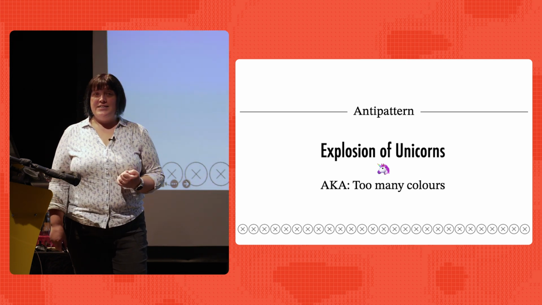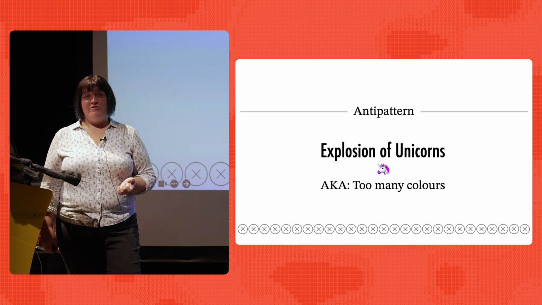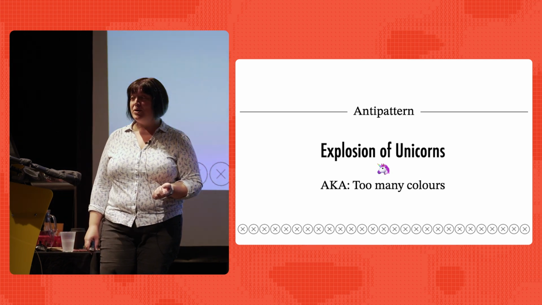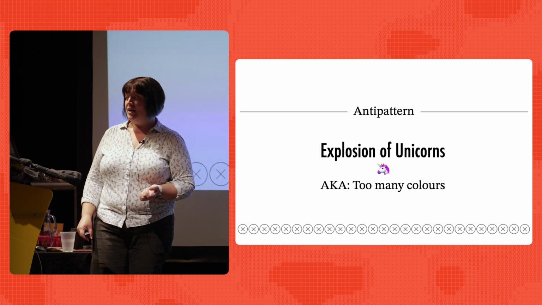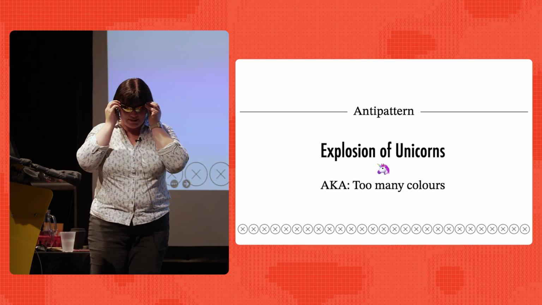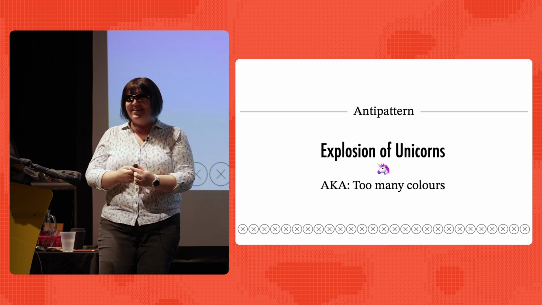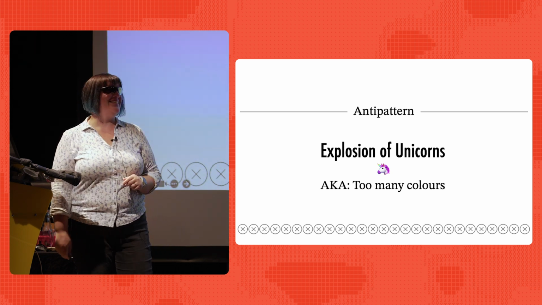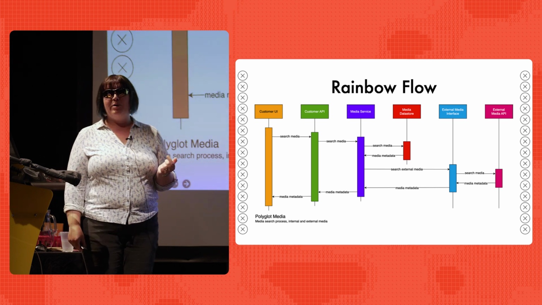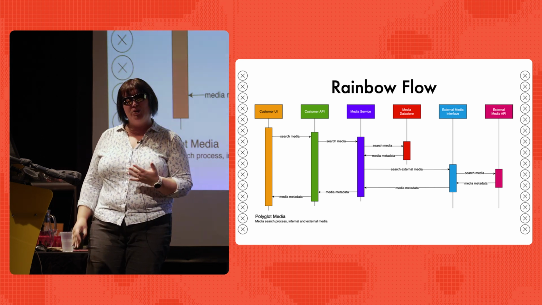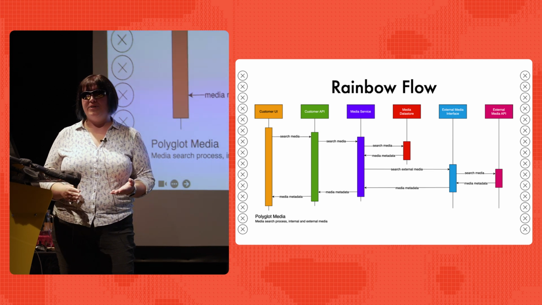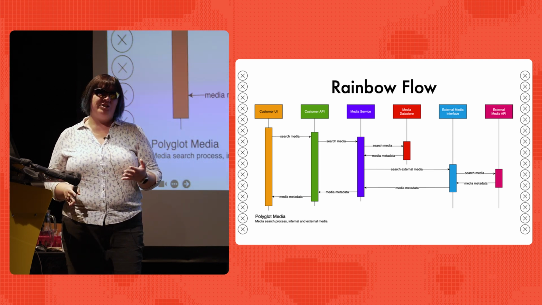Now, this is probably people's favorite anti-pattern most of the time. I call this one explosion of unicorns, also known as too many colors. And for this one, I need to put on some safety device. I get exposed to this all the time. So very often you'll see a diagram like this. Maybe it's not really bright, but it has many, many colors on it. But those colors don't actually have a meaning.